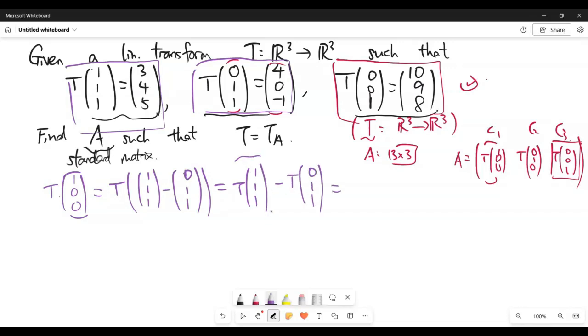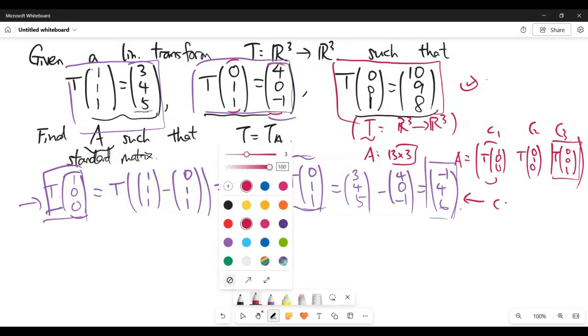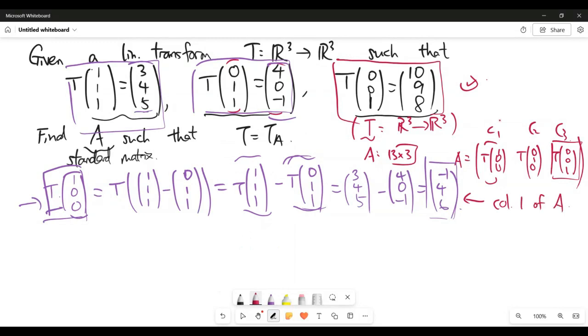And please, these two vectors are given, right? So I will just replace the value. T of (1, 1, 1) is the vector (3, 0, 5) minus the second vector, which is this one, (4, 0, 1). So now you'll get this vector. So it means that this is what? This vector is the vector for T of (1, 0, 0), which is exactly column 1 of matrix A, right? This is column 1 of matrix A. So we have got this, we have got this.